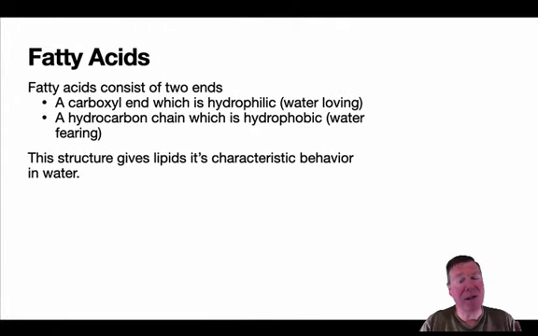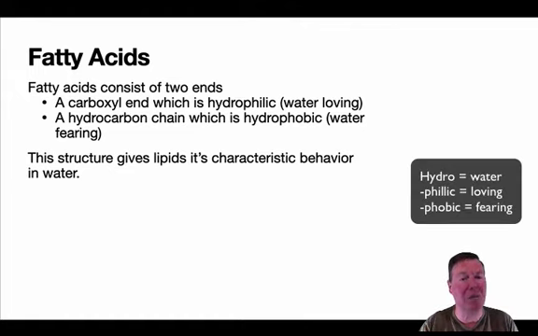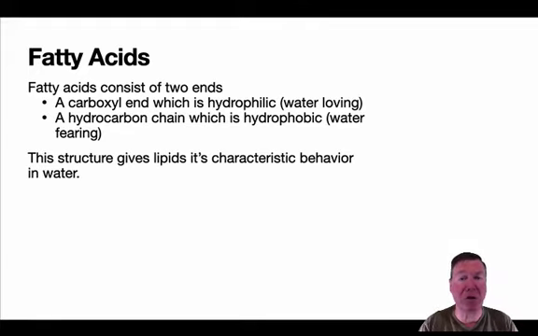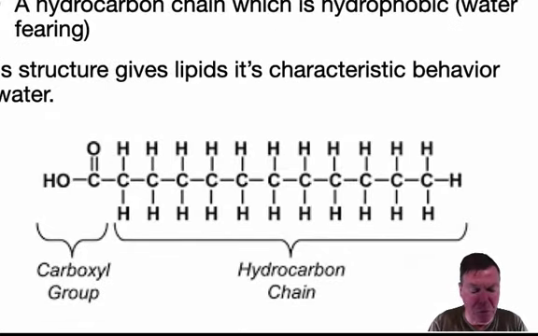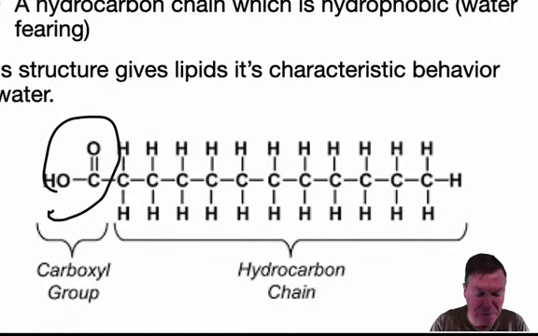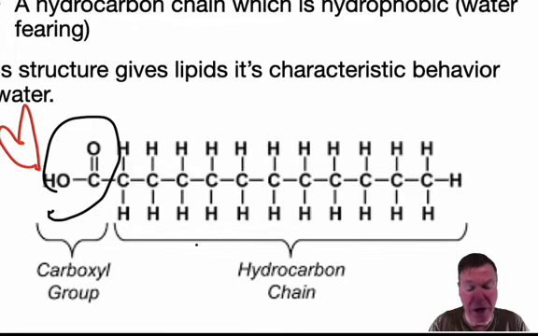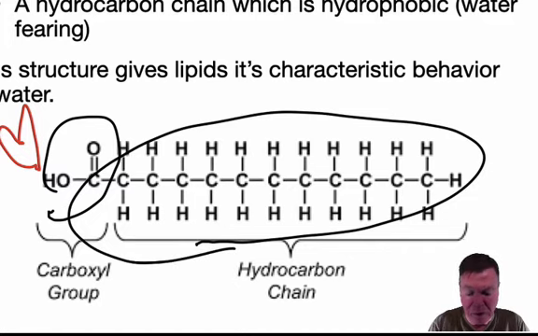A fatty acid consists of two ends. A carboxyl end, which is hydrophilic, meaning it loves water. It's attracted to water. Hydro is water, philic is loving. And a hydrocarbon chain, which is hydrophobic, water-fearing. This is what gives it that characteristic when you put oil on top of water. So you have the carboxyl group at one end, which likes the water, and the hydrocarbon chain here, which does not like the water.